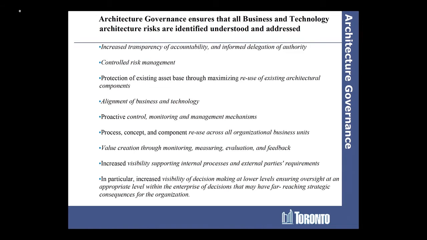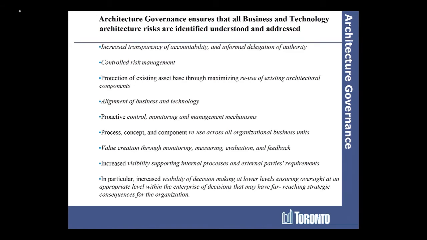So this slide is pretty straightforward and pretty common sense in terms of what architecture governance ensures. In essence, we're trying to increase the transparency and accountability and do some sort of controlled risk, so managing the architecture portfolio and some of the project pieces to understand what our risk is and so on and so forth. Protect our existing asset base through reuse. As I mentioned before, when we look at the enterprise view to certain solutions, we are trying to leverage things that we have already.